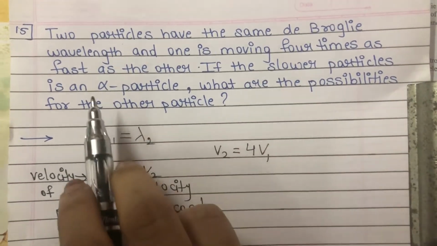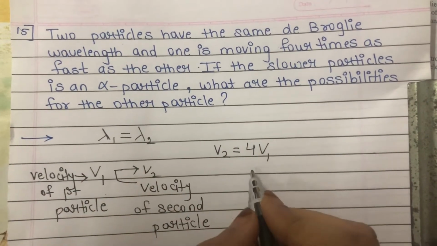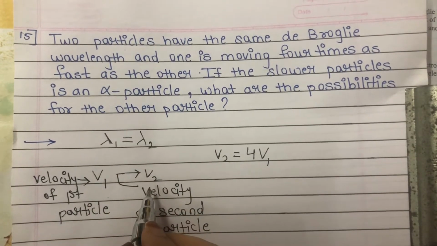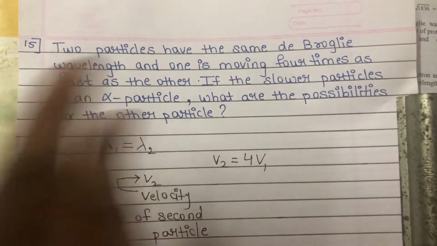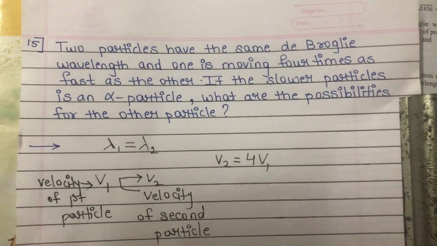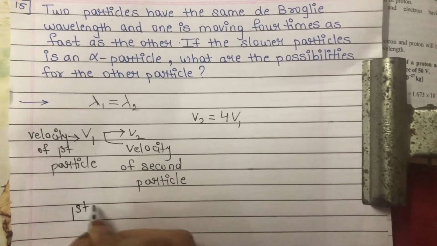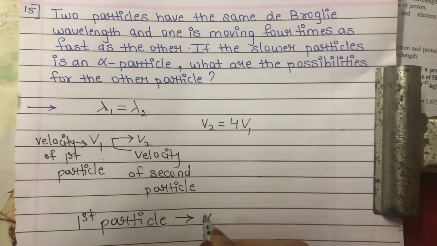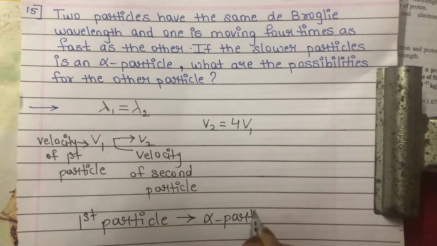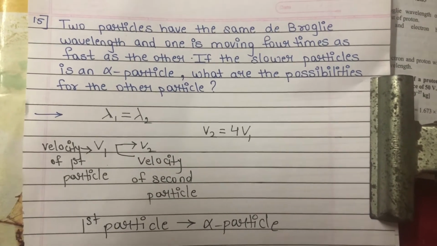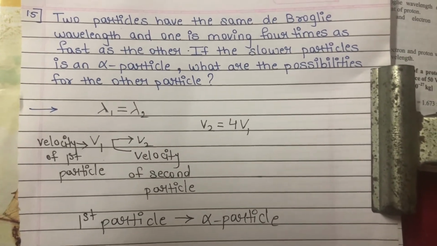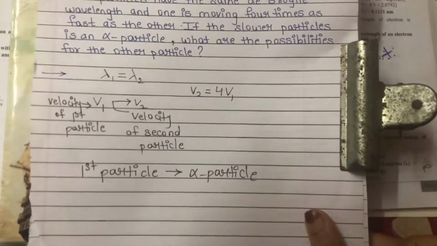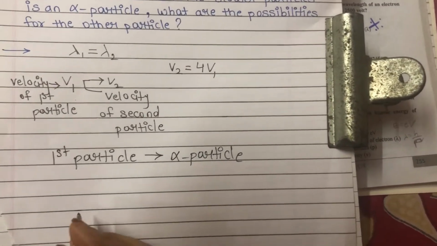If the slower particle is an alpha particle, now who is moving slow? Of course the first particle is moving slow because the velocity of the second particle is 4 times more than the first particle. So our first particle is the alpha particle. What are the possibilities for the other particle? Now here you'll have to see what the second particle or the other particle is.